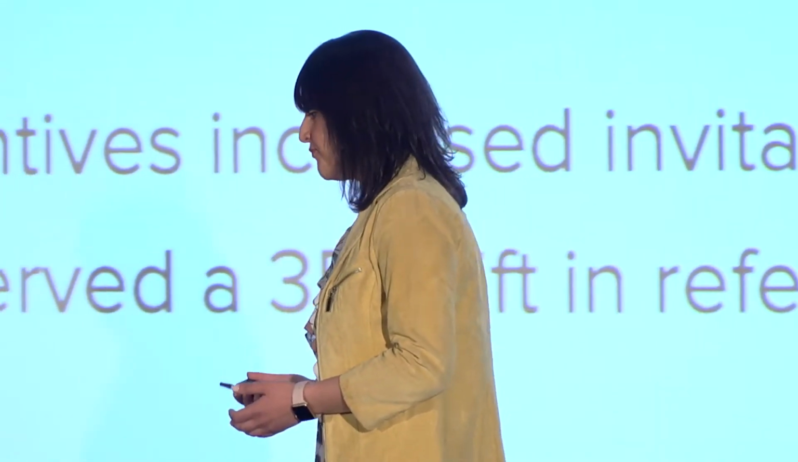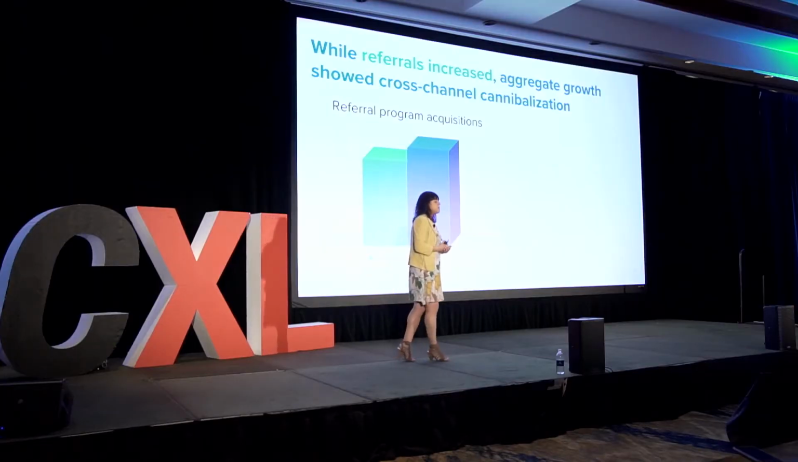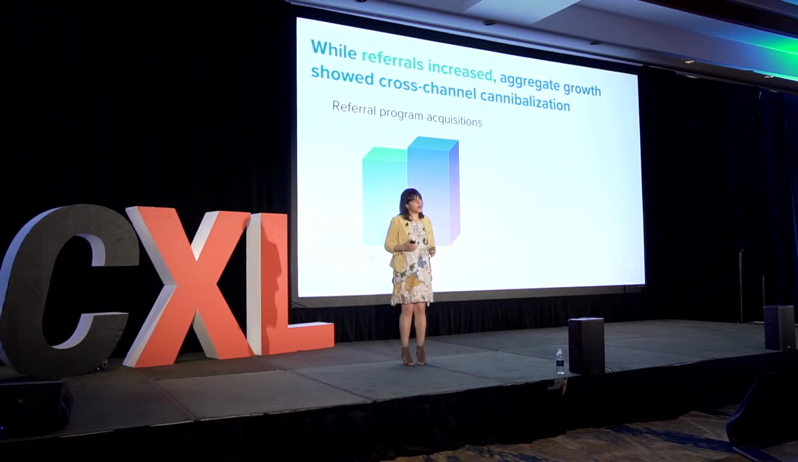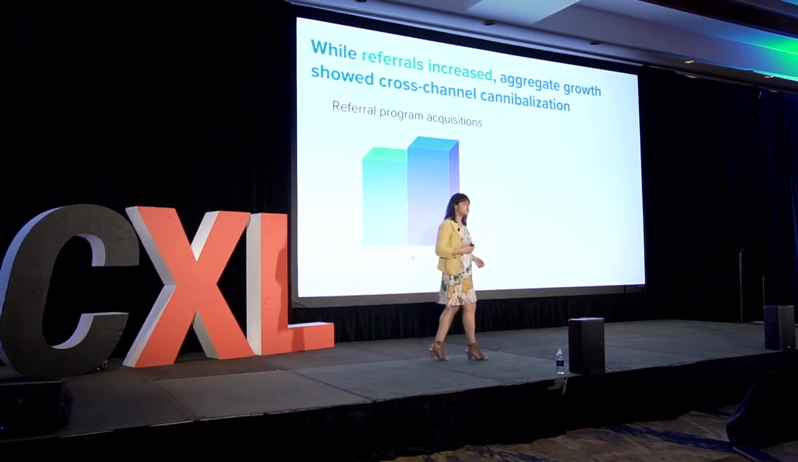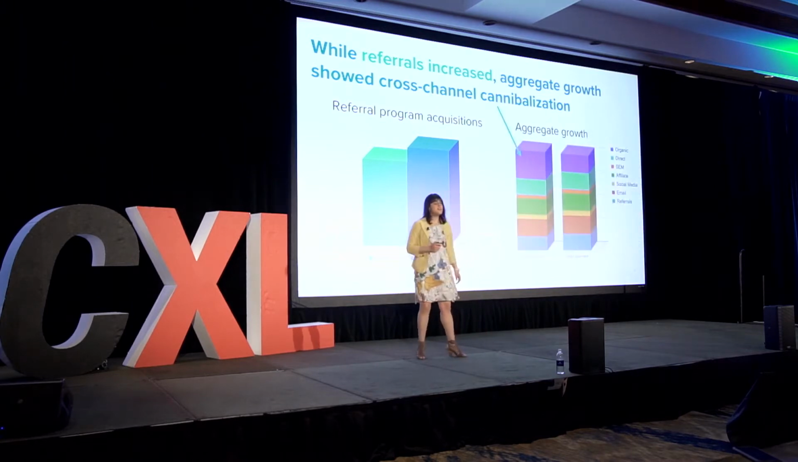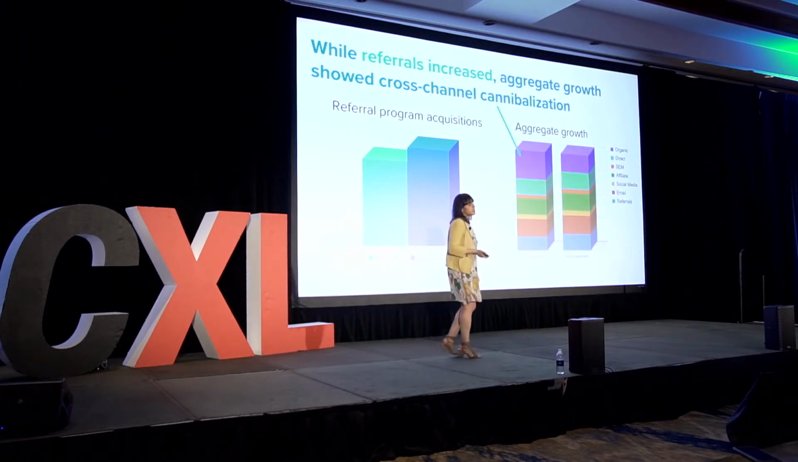So again, in silo, when we looked at our referral program, we observed a bump pre and post experiment from the incentives. But then when we looked in aggregate, meaning not just at our referrals, but looking at our direct, our organic traffic, email, paid social, paid search, et cetera, we noticed something interesting. It was actually relatively flat. Essentially, we were seeing cross-channel cannibalization.